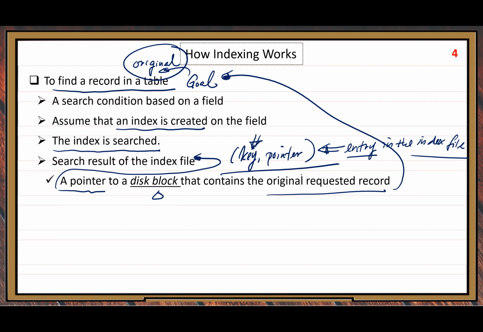All right. Then, with this entry, we can retrieve the pointer, right? There is a pointer. This pointer points to the block location of the original requested record. So the pointer tells us where to find the requested record. We just jump there, retrieve that disk block, and load it into memory. That's how we find the record.